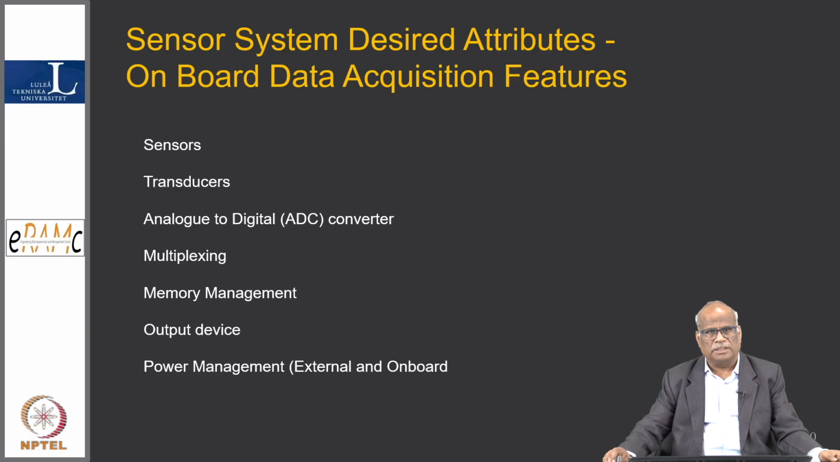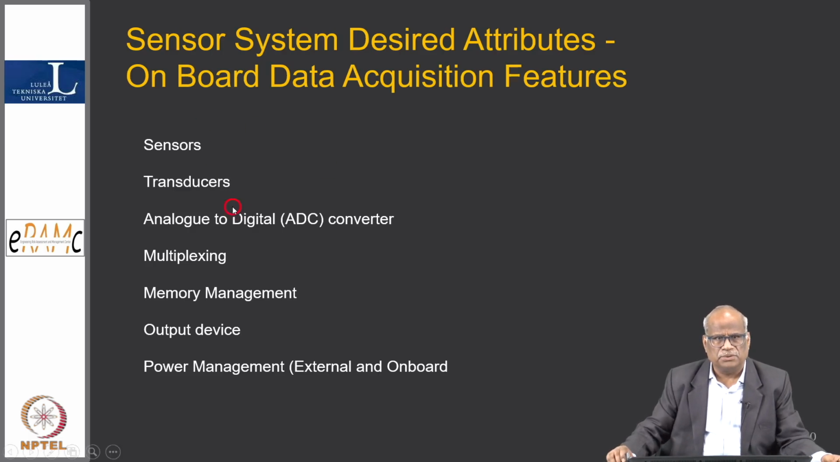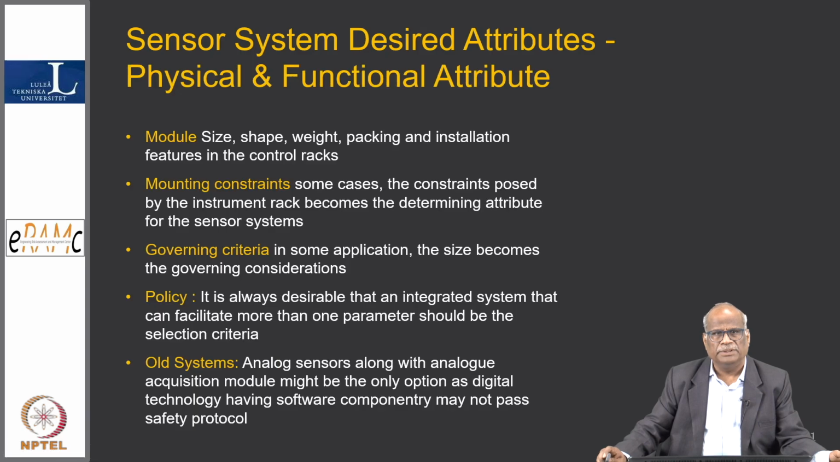This I will clear: sensor attributes again, sensor, transducer, whatever, multiplexing. This is what we mean by our data acquisition system. Okay, and then we have desirable attributes, which are physical and functional attributes. The physical attributes are sensor category, size, shape, weight, packaging and all. We know that it is, by name itself, physical attribute.